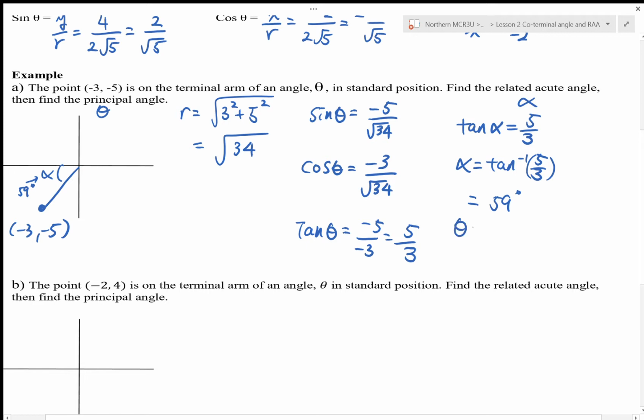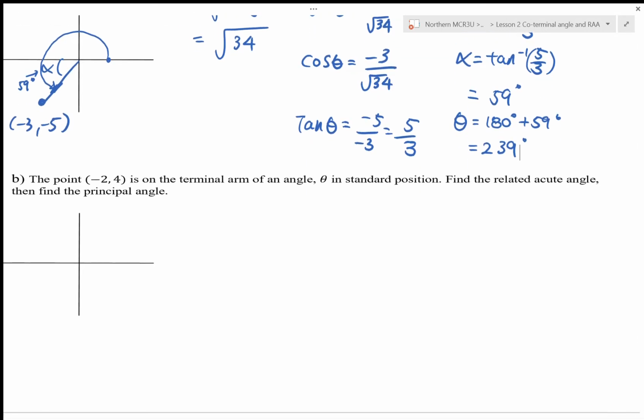Then my principal angle will be 180 degrees plus 59 degrees, because theta is all the rotation from here all the way to here. So this then gives me 239 degrees. We're almost done, okay? Now, same thing with part b.